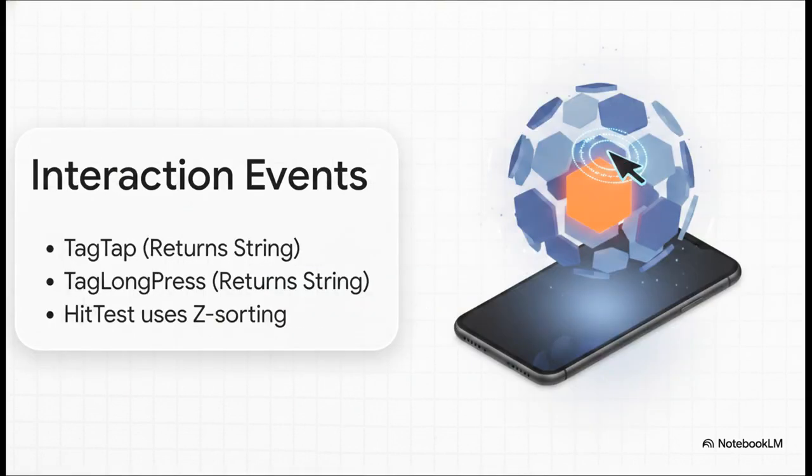But hey, visuals are only half the battle. Users actually have to interact with this stuff, right? Thankfully, the component handles native interaction events beautifully. When a user taps the screen, it runs a 3D hit test. And thanks to that Z-sorting we talked about, it accurately grabs the frontmost tag, completely ignoring anything hiding behind it, and fires off either a tag tap or tag long press event, returning the exact string of what was touched. You can use that to trigger navigation, open menus, you name it.